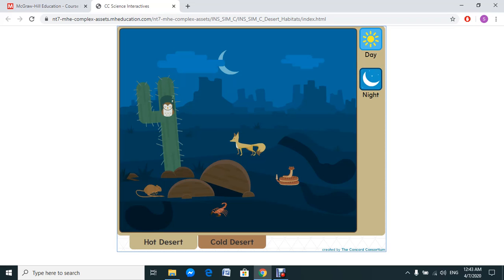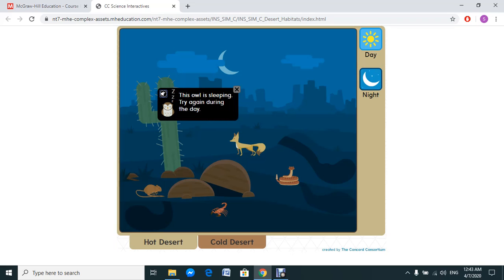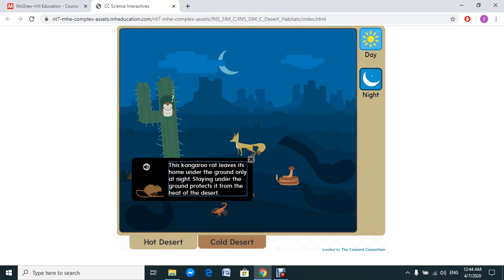Now let's see at night. Animals that were active during the day are sleeping at night. But animals that have been sleeping during the day are now active. Let's learn about the kangaroo rat. During the day when it is too hot, it is sleeping. When it is cooler at night, it wakes up and looks for its food.